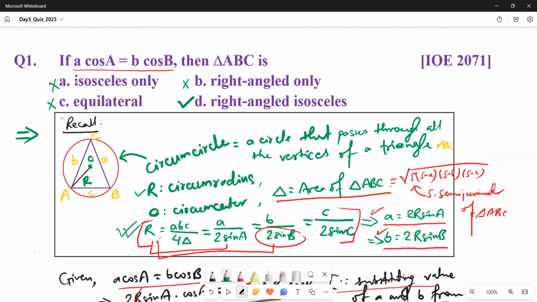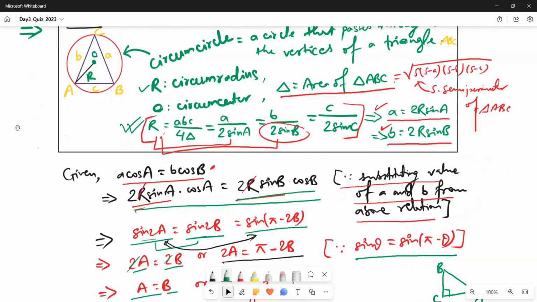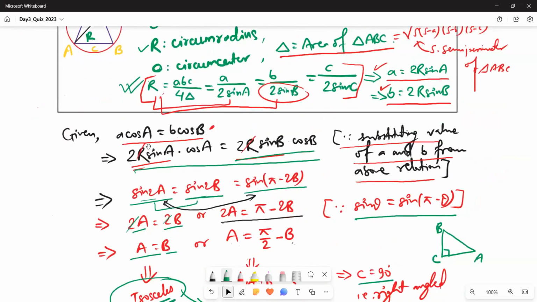So you can just proceed in this way, and you need not write all these explanations. I have just done it for your understanding. You should be able to do these questions in one minute in the entrance exam. In the entrance exam, you don't need to write all these formalities. Just start from 2r sin A times cos A is equal to 2r sin B times cos B, and then proceed, and you can do it in 1 minute.